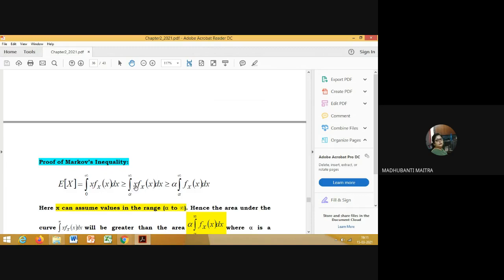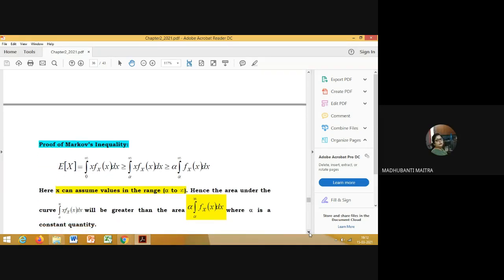And you see here, x can assume any value from alpha to infinity. But if we fix this, and instead of x we write some constant value alpha, then the resulting area will certainly be less than this value. So this area is greater than or equal to alpha times the integral from alpha to infinity of fx dx. Do you agree? Yes, ma'am.